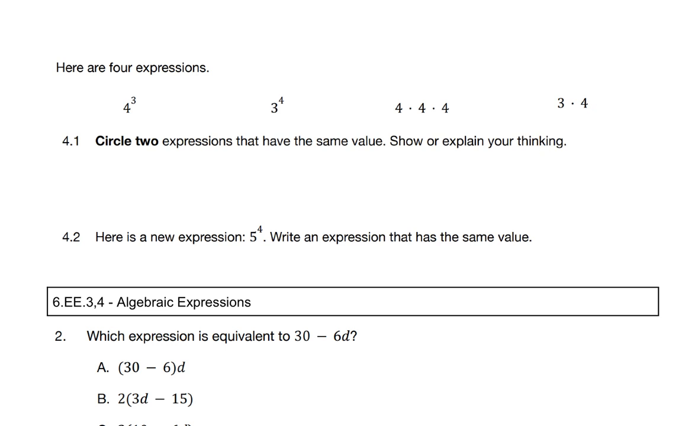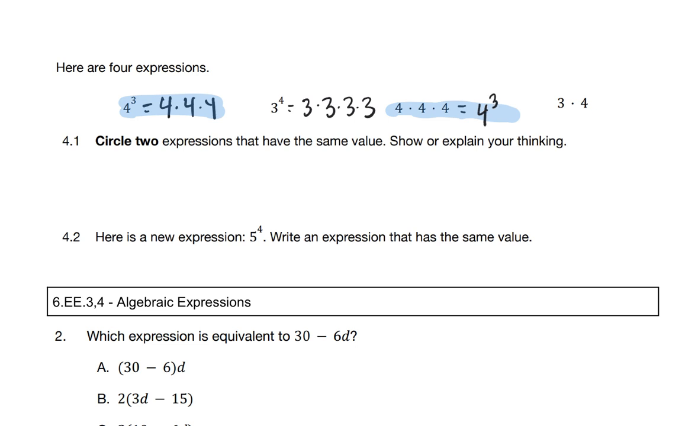So 4 to the power of 3 is equal to 4 times 4 times 4. 3 to the power of 4 is 3 times 3 times 3 times 3. Those are not equivalent. 4 times 4 times 4, though, is what we already have written here, right? It is this here, right? These are equivalent. So the ones in blue are going to be our equivalent expressions.